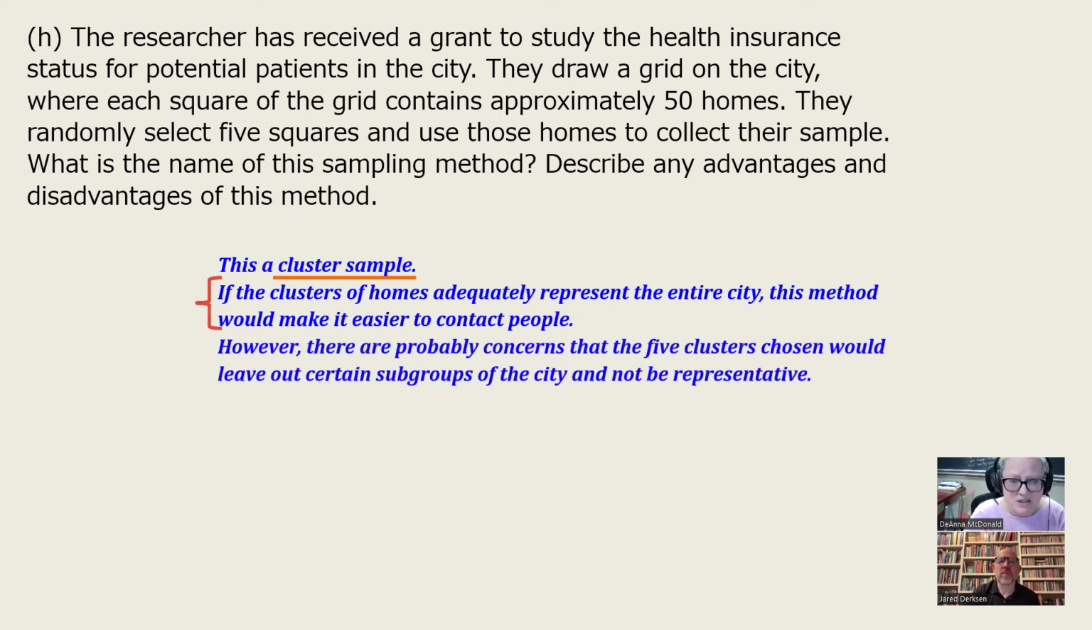However, here's a disadvantage. There are probably concerns that the 5 clusters chosen would leave out certain subgroups of the city and therefore not be representative. So I've done what it asked. I've given an advantage and I've given a disadvantage. You need to make sure that you answer the question completely so that you're on the way to an E for essentially correct. Because if you leave out either one of those parts, an advantage or disadvantage, you're only going to get a partially correct solution at best.